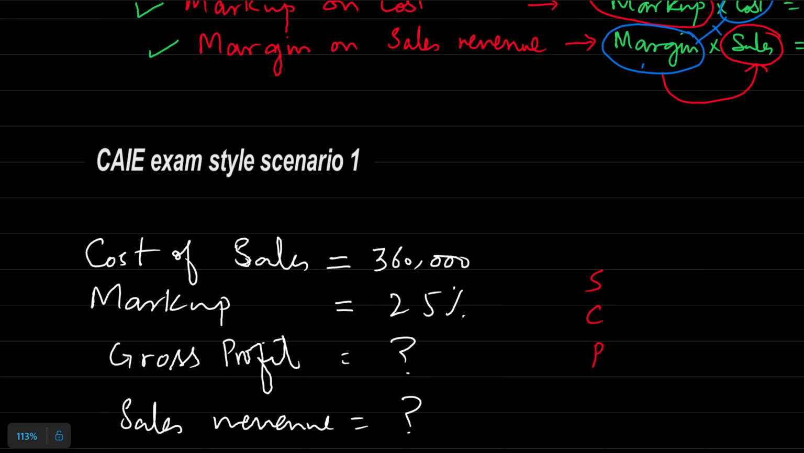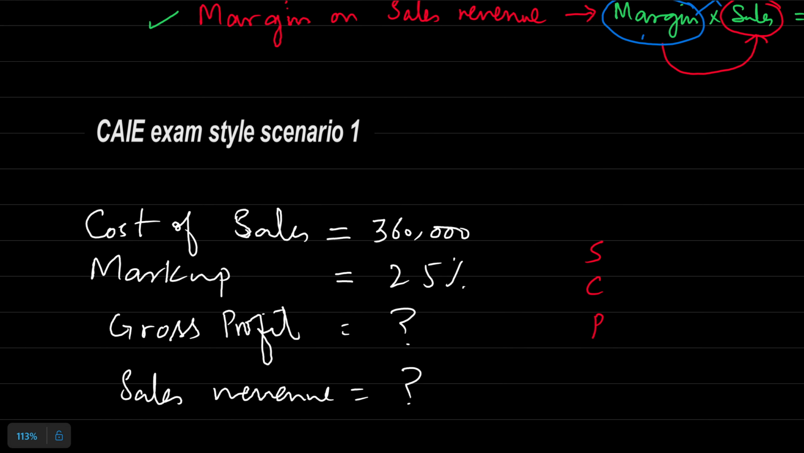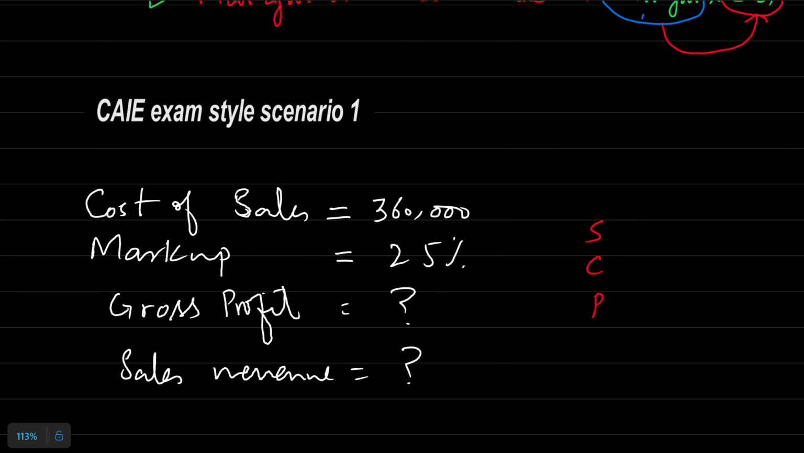Now let us try to solve exam style questions. Students, this is a simple type of questions. For example, if you are given a cost of sales 360,000, markup is 25%. You already know markup is applied on cost, and you are required to calculate gross profit and sales revenue. What to do? So students, SCP rule. So write, because markup is 25%, write profit as 25, and markup is applied on cost, so cost will be 100.